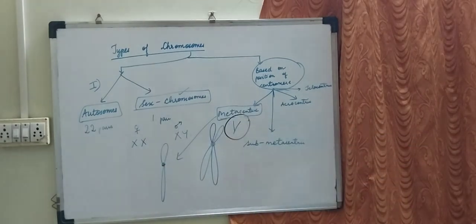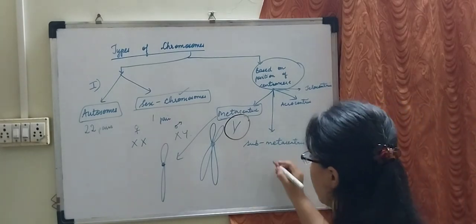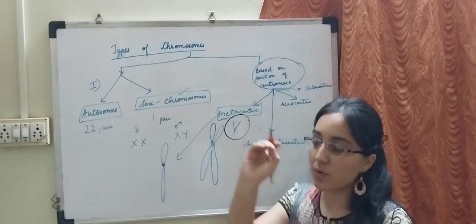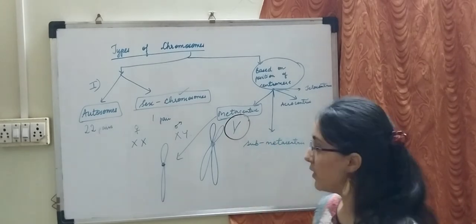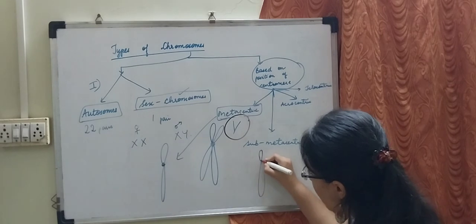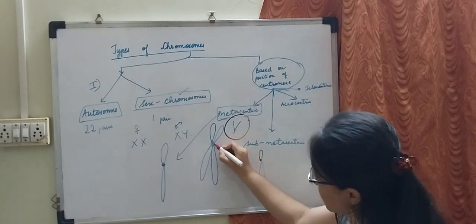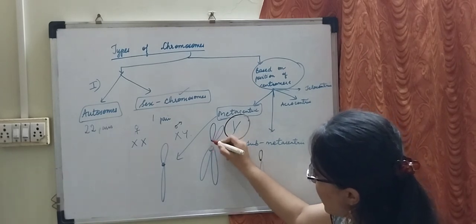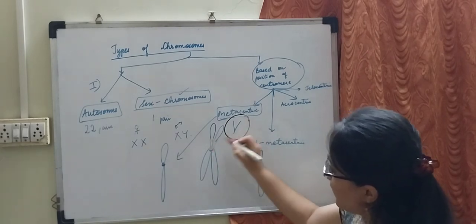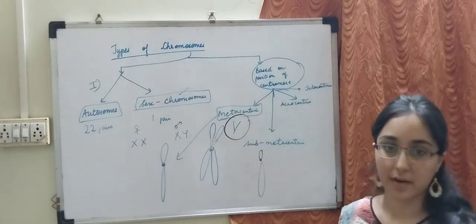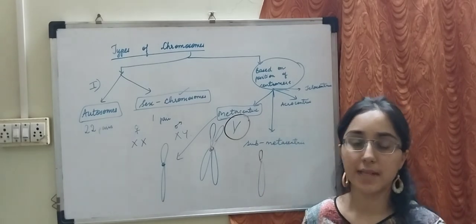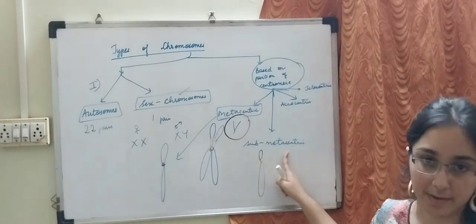Speaking about the next chromosome, which is submetacentric, it means the centromere has moved a little above the center. If the centromere went up a little from the center, we can say this is not the center. If it is exactly at the center, then we can say it is metacentric. If it shifts a little bit above the center, then we say it is submetacentric.